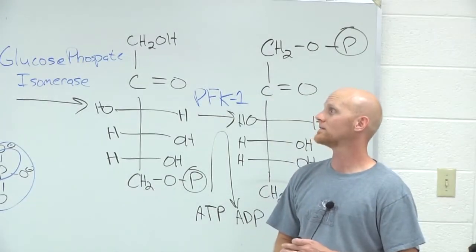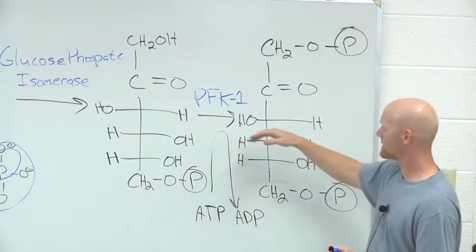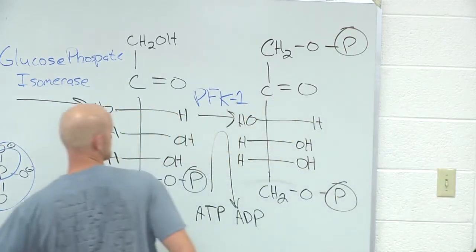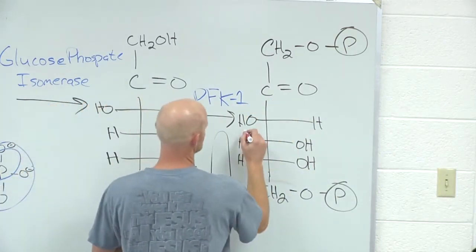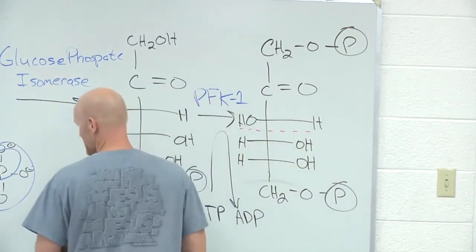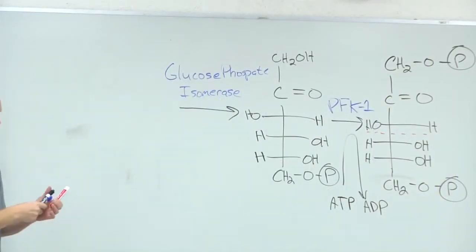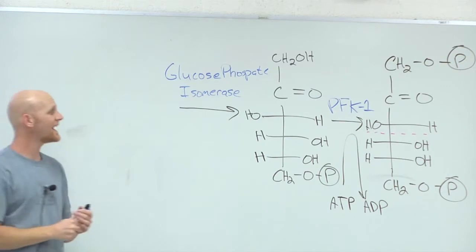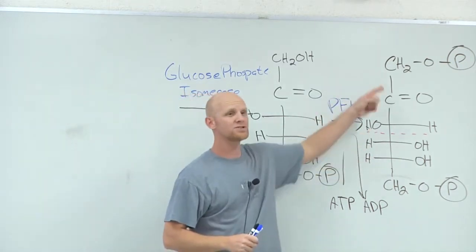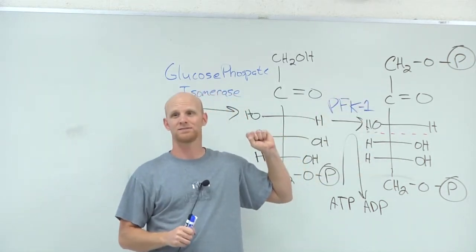So next step, we're going to cut this guy in half. And then we're going to start over. So we cut this in half. What do we form when we cut it in half? So 2 3-carbon sugars, but what are they?